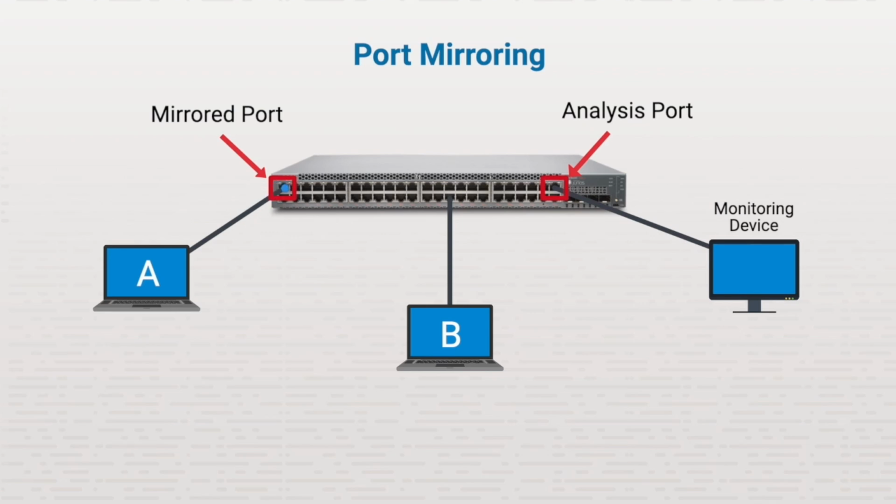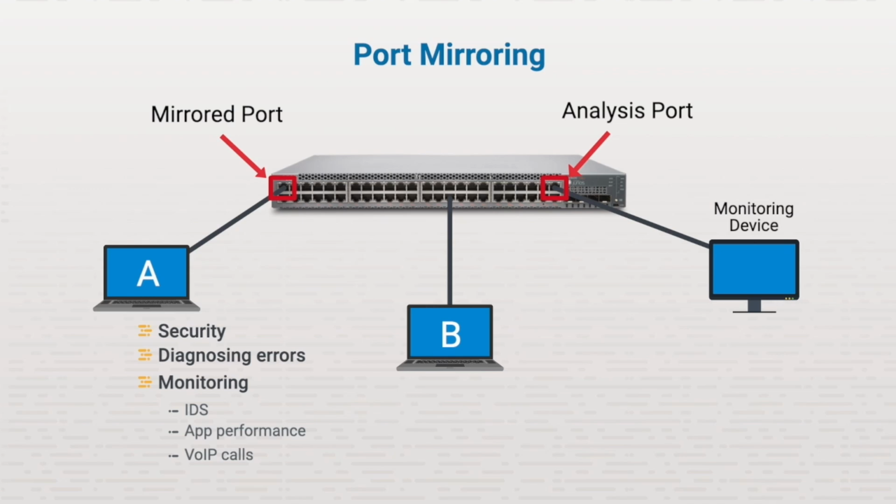The selected port could include an entire VLAN. This is typically used for security, diagnosing errors, or monitoring things like intrusion detection systems, application performance, and VoIP calls. The activity usually goes unseen by other network devices.